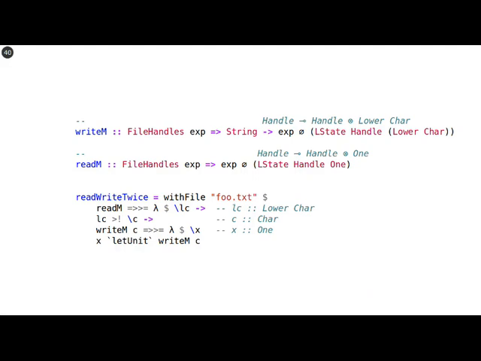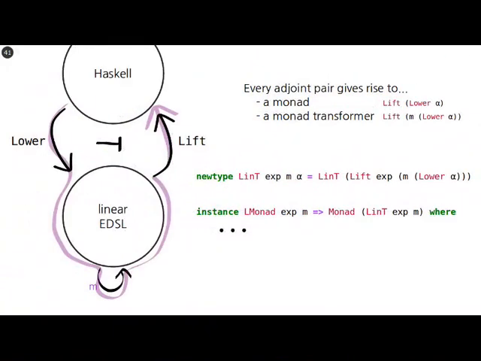So maybe that's a little bit better, and maybe you could look at some rebindable do syntax or something like that, and it can be even smoother. But I'm actually going to go even further. So let's take another lesson from category theory. Not only do these adjunctions give rise to monads, they also give rise to monad transformers.